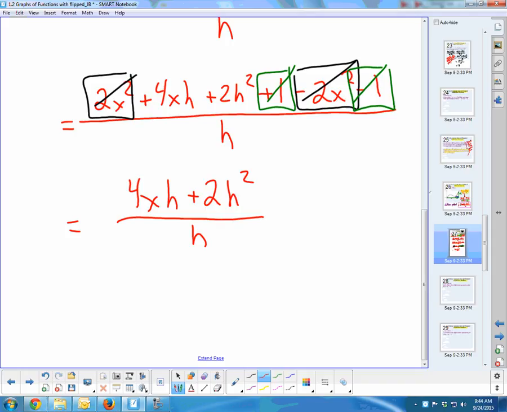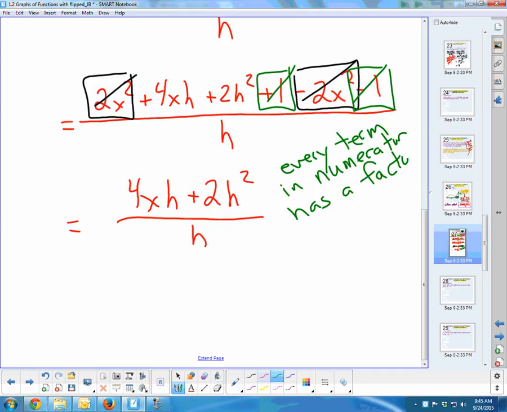over h. Now at this point I want to point out that there's a good cue that I'm on the right track. If when you get to this step, after the canceling of like terms, we should have every term in the numerator has a factor of h. When each term in the numerator has a factor of h, you're on the right track. If you have terms in the numerator that don't have h's in them, you made a mistake somewhere. You need to go back, check your substitution, check your distribution, check your like terms, check your arithmetic. You just made a mistake somewhere.